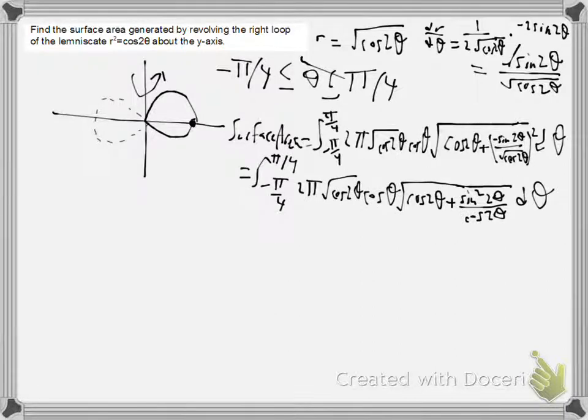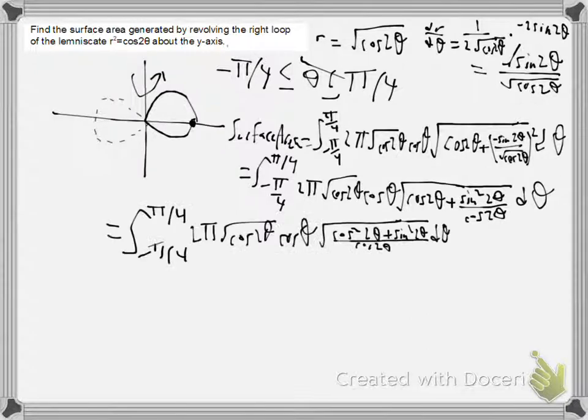Simplifying the integrand a little bit, we get the integral from negative pi over 4 to pi over 4 of 2 pi times the square root of cosine of 2 theta times cosine of theta times the square root of cosine 2 theta plus sine squared 2 theta over cosine 2 theta d theta.